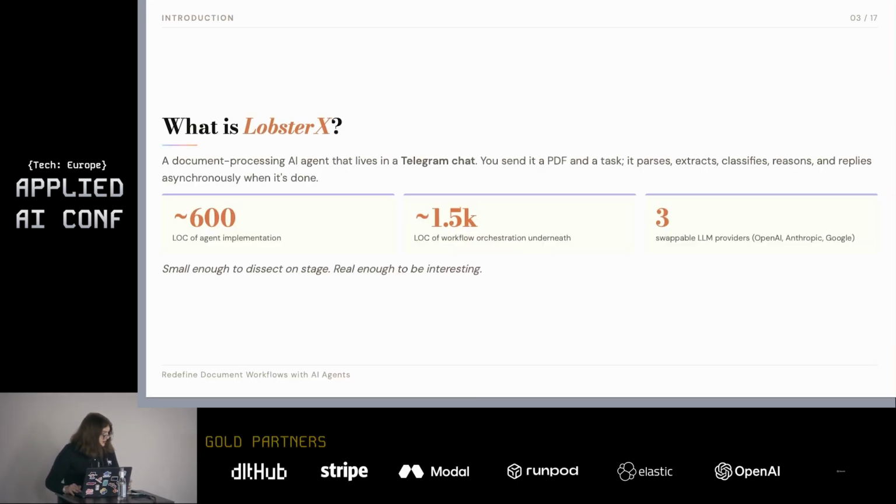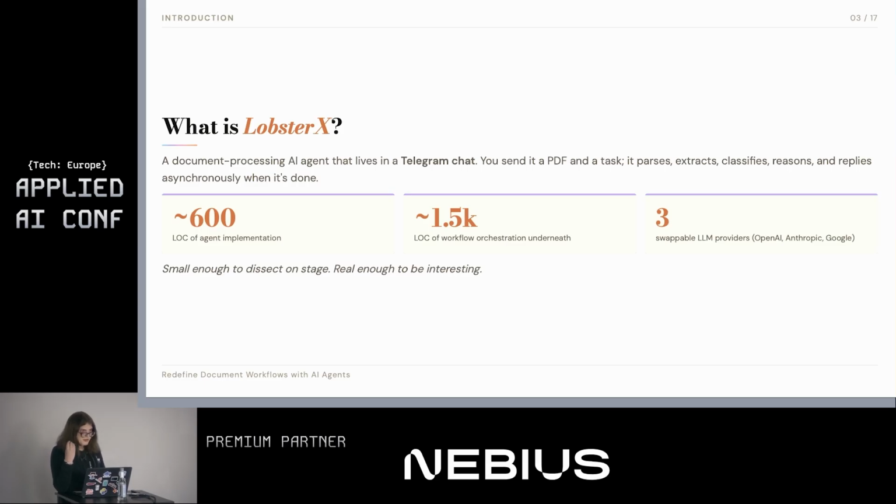So, what is Lobster X? Lobster X is a document processing AI agent, which lives in a Telegram chat or wherever you want to deploy it, but it's mostly built for Telegram. The idea is that you send a document and a task. It parses the document, extracts, classifies whatever is defined in the task, reasons, and replies. But it doesn't reply in the same way ChatGPT would. It is not a synchronous interaction. This is a truly autonomous and asynchronous agent. That's what Lobster X is built for.